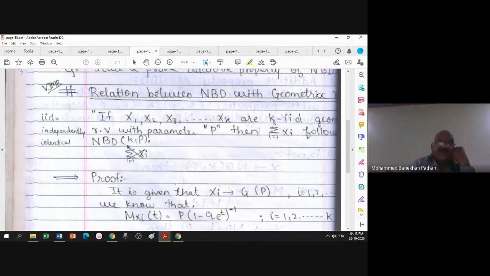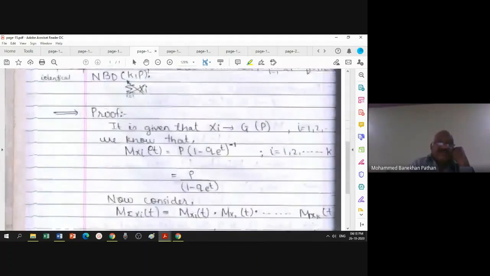Let us now prove this relation of NBD with geometric mathematically. Proof: it is given that Xi follows G, for geometric, with parameter p, and this subscript i is from 1 to k. We know that the MGF of geometric is p multiplied by (1 minus q e to the power t) whole bracket to the power minus 1. And it is true for every i, 1, 2 up to k.